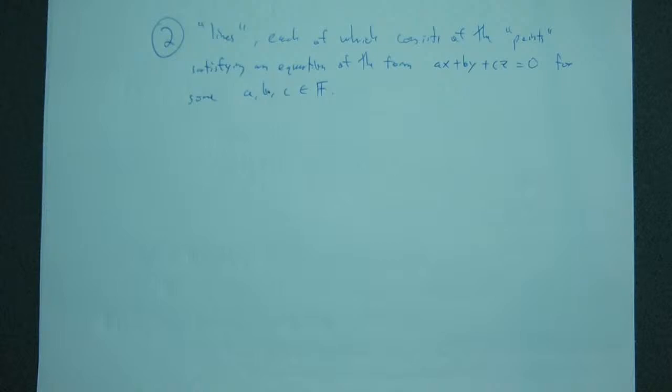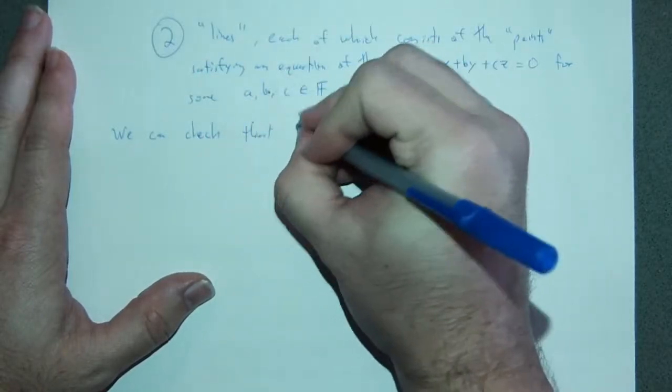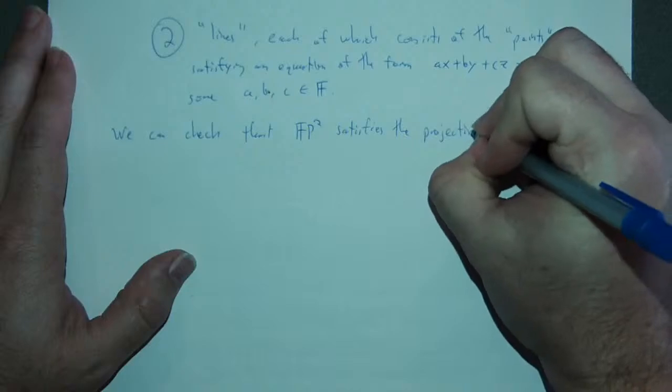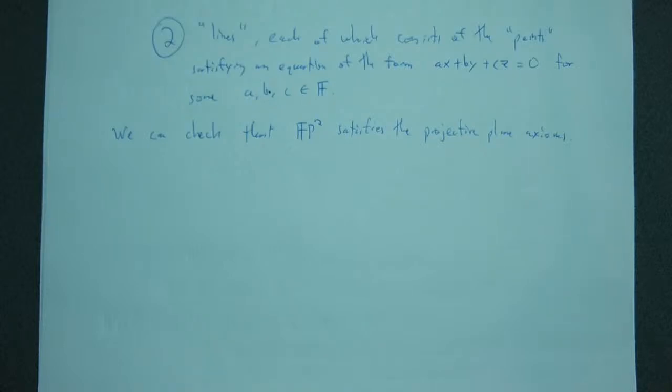So this might seem, maybe on the surface, not as interesting. But what is it that I'm saying here? Well, I am really not doing anything special here. I'm just mimicking the construction that I use for RP2, right? Constructing homogeneous coordinates for the points, defining the lines in the same way. So we can check, I'm not going to do that, but we can check that FP2 satisfies the projective plane axioms. It actually breaks down exactly like the ones for RP2 does.